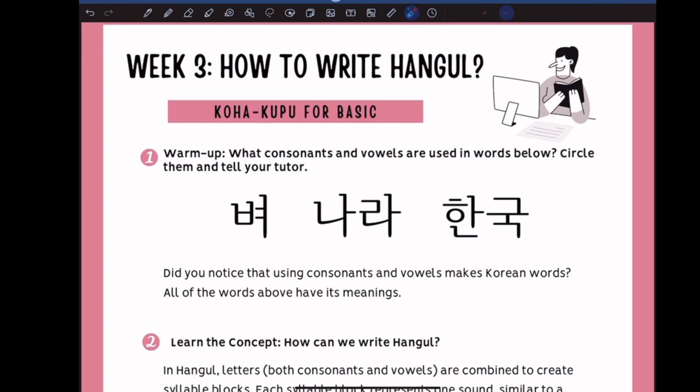Warm up. What consonants and vowels are used in the words below? Circle them and tell your tutor. So as you see through the words over here, you can see the combination of the vowels and the consonants that we learned in the previous lessons.